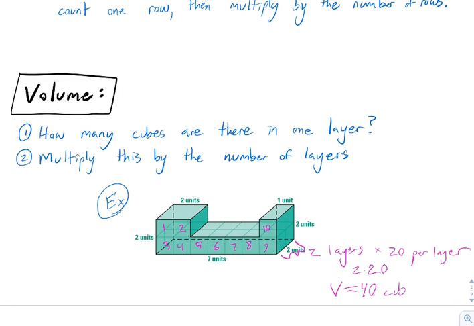Whoa, 2 times 20, where did I get the 20? I'm sorry, that was 10 per layer. So 2 times 10. I'd already done the multiplication in my head. So each layer having 10 cubes, times 2, we get a total of 20 cubes. Okay? That's how we're really going to look at volume. Find one layer's area and then multiply it by the number of layers.